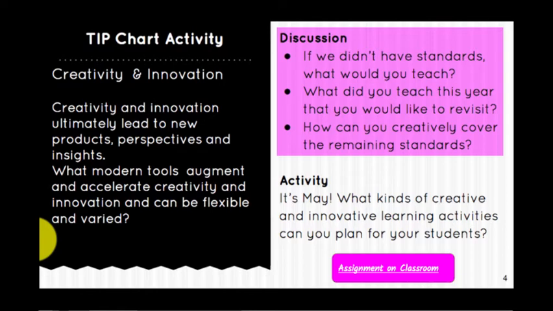Or if there's nothing that you would deviate from your standards, are there things that you wish you could revisit? So maybe there's a topic that you're really interested in, or that your kids are passionate about, that you only get to spend half of a class on. Is there something like that that you would revisit? Or maybe you're at the point where you have a lot of standards left to cover and you are concerned about how you're going to be able to do that. Is there a way that you can work creativity into those remaining standards?